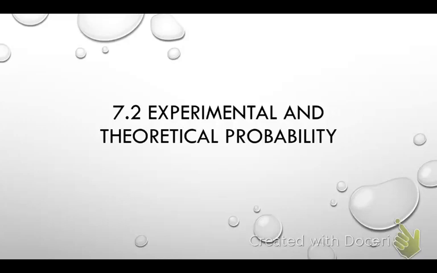All right, today we're in section 7.2, experimental and theoretical probability. These are our two main types of probabilities. There is a difference between them, although calculating them is virtually the same thing. How we go about calculating them is the same, but they definitely mean two very, very different things.